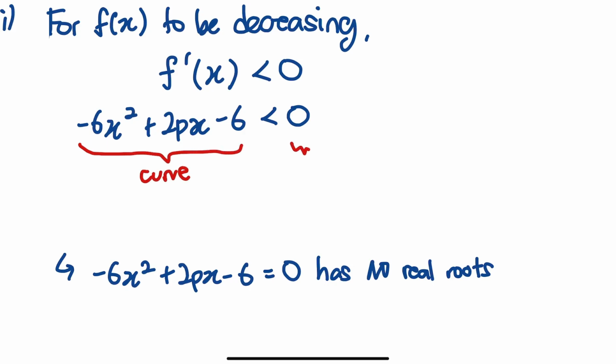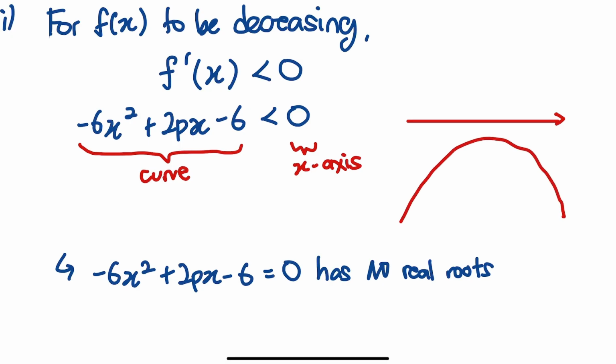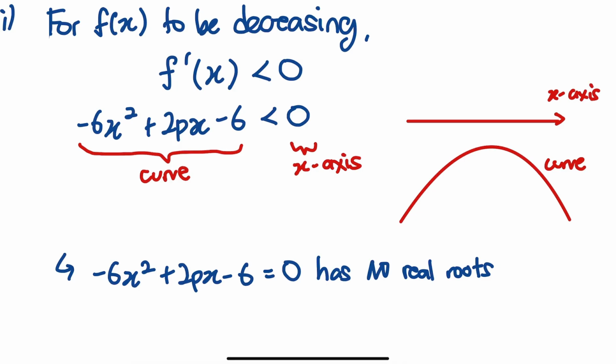This is your x-axis. This means the curve lies below your x-axis. So if I were to draw the x-axis like this, this curve lies below your x-axis, and therefore, this is my curve. This is your x-axis.